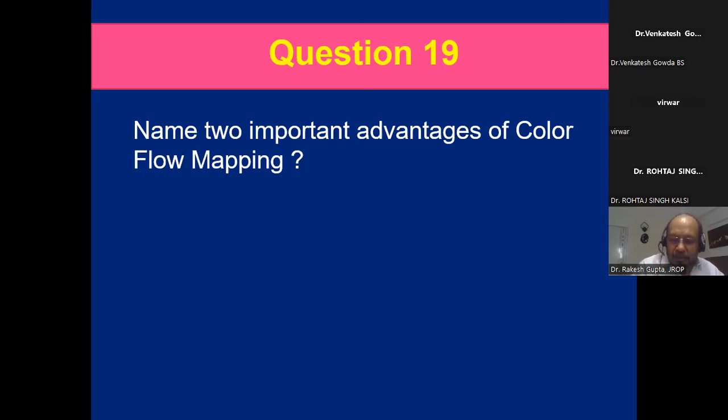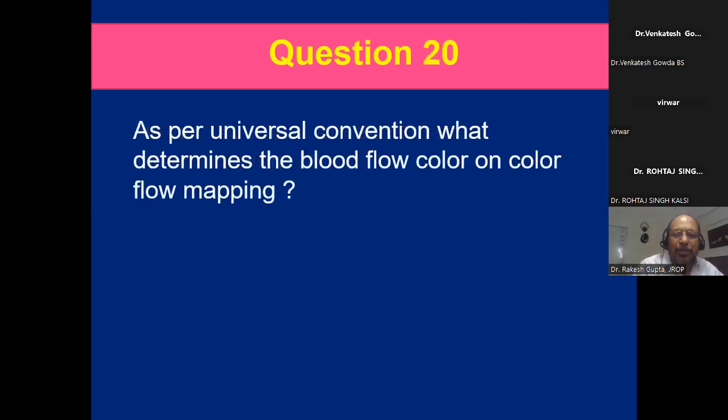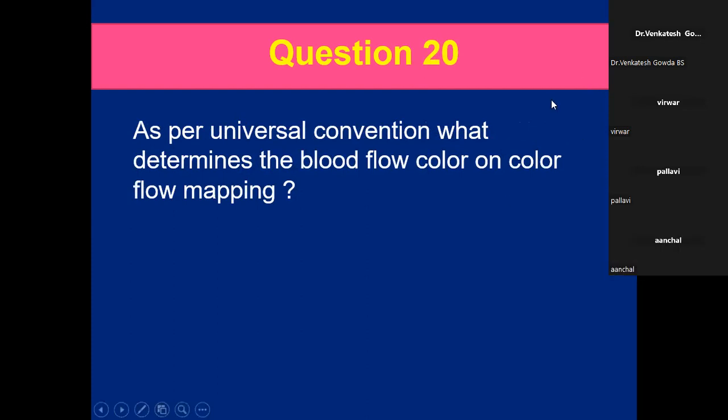So we are almost close to the end of our session for today. As per universal convention, what determines the blood flow color on a color flow mapping? Anybody who would like to take this question can raise their hands. Dr. Veerwar, you did not take up this question. Sir, a flow towards the transducer is imaged as red, and a flow away from the transducer is signaled as blue.